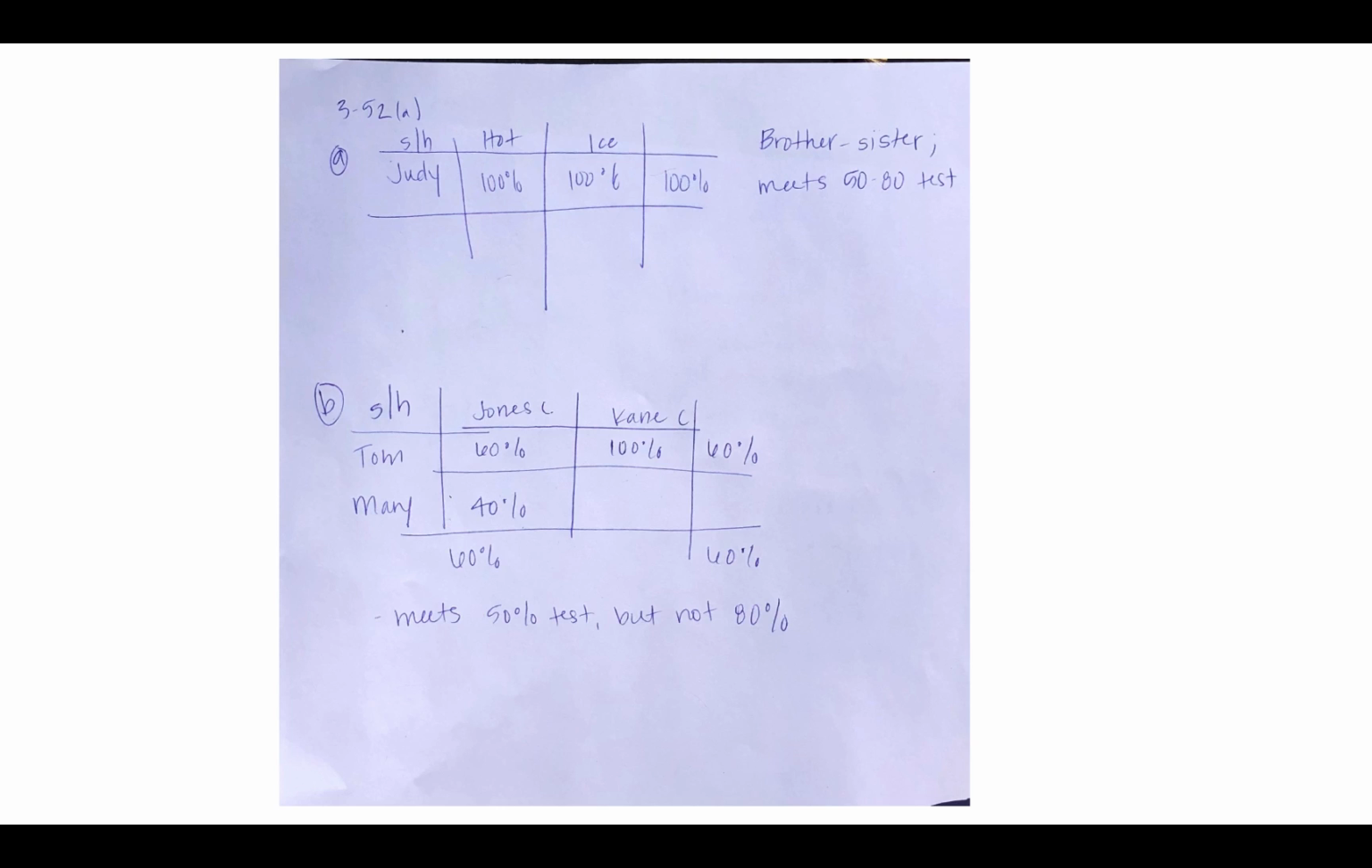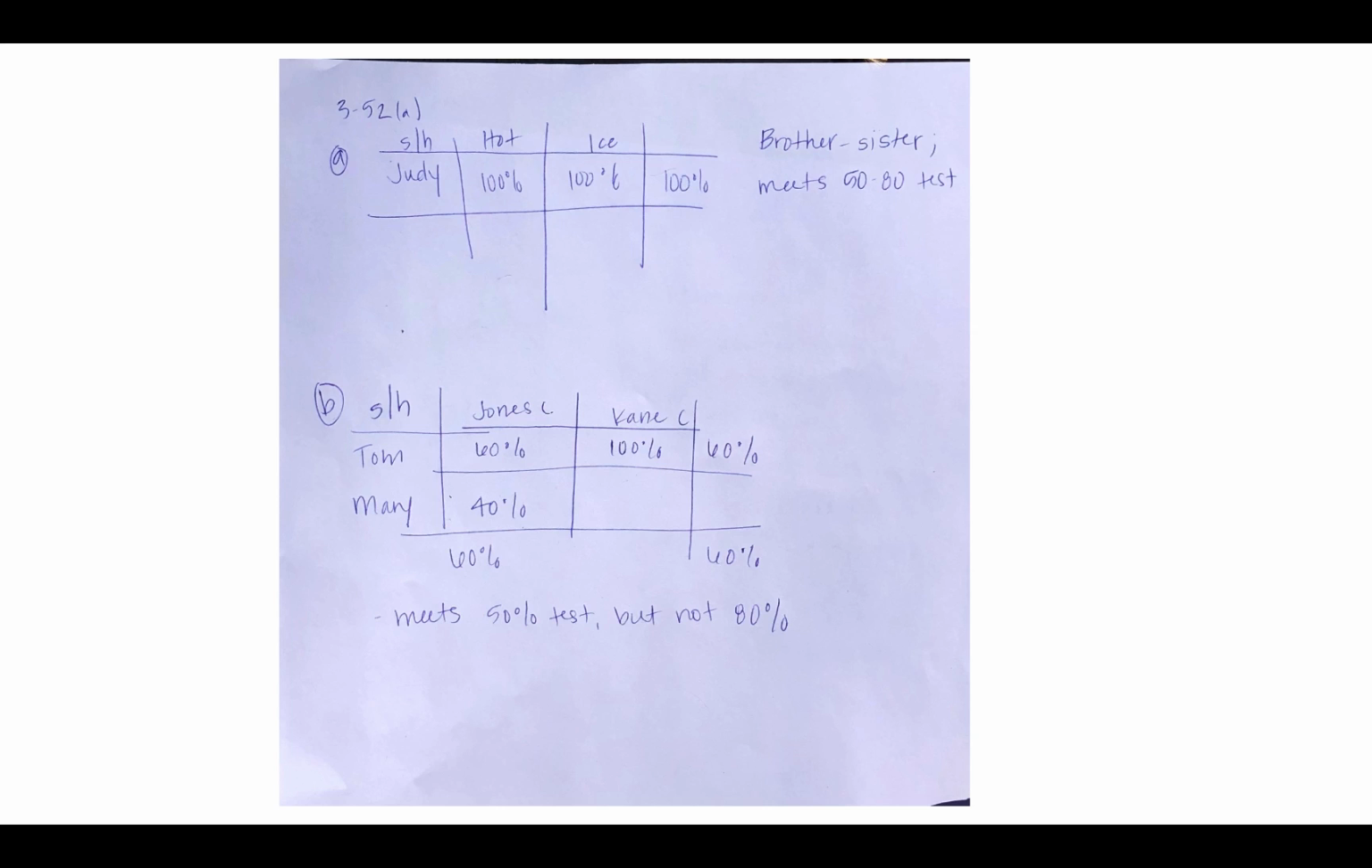All right, so that's B down here. So here we see Tom, and he owns 60% of Jones and 100% of Kane. So when we're talking about percentage of common ownership, his is 60%. He owns at least 60% of both Jones and Kane. Mary owns 40% of Jones, but none of Kane. So she has no common ownership here. She just owns shares in Jones. All right, so we have only 60% common ownership, it's over 50. So that would apply. But we also have to meet the 80% test. And we don't meet that here.